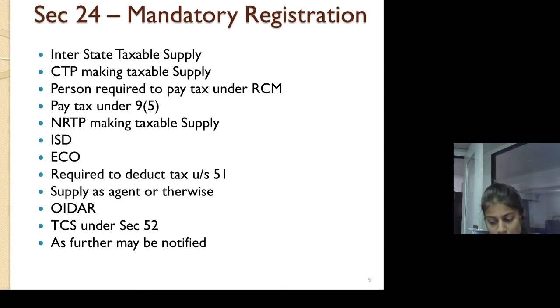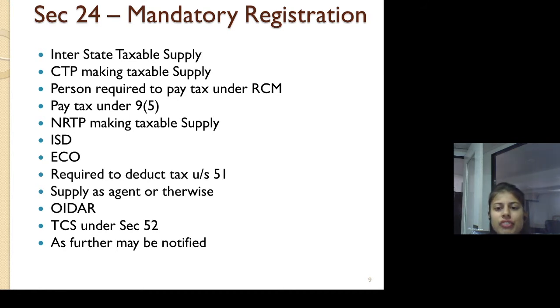So here they make it mandatory, and thereafter, those categories of people are ruled out of registration. Second is a casual taxable person making a taxable supply. A casual taxable person is a person who does not have a regular place of business. That person will go to various states and places, sell his goods or services or make his supply. So if a CTP, that is a casual taxable person, is making a taxable supply, then he is liable to take a registration. Now we saw in an exemption that if he is supplying handicraft goods, then he is exempt from taking a registration.